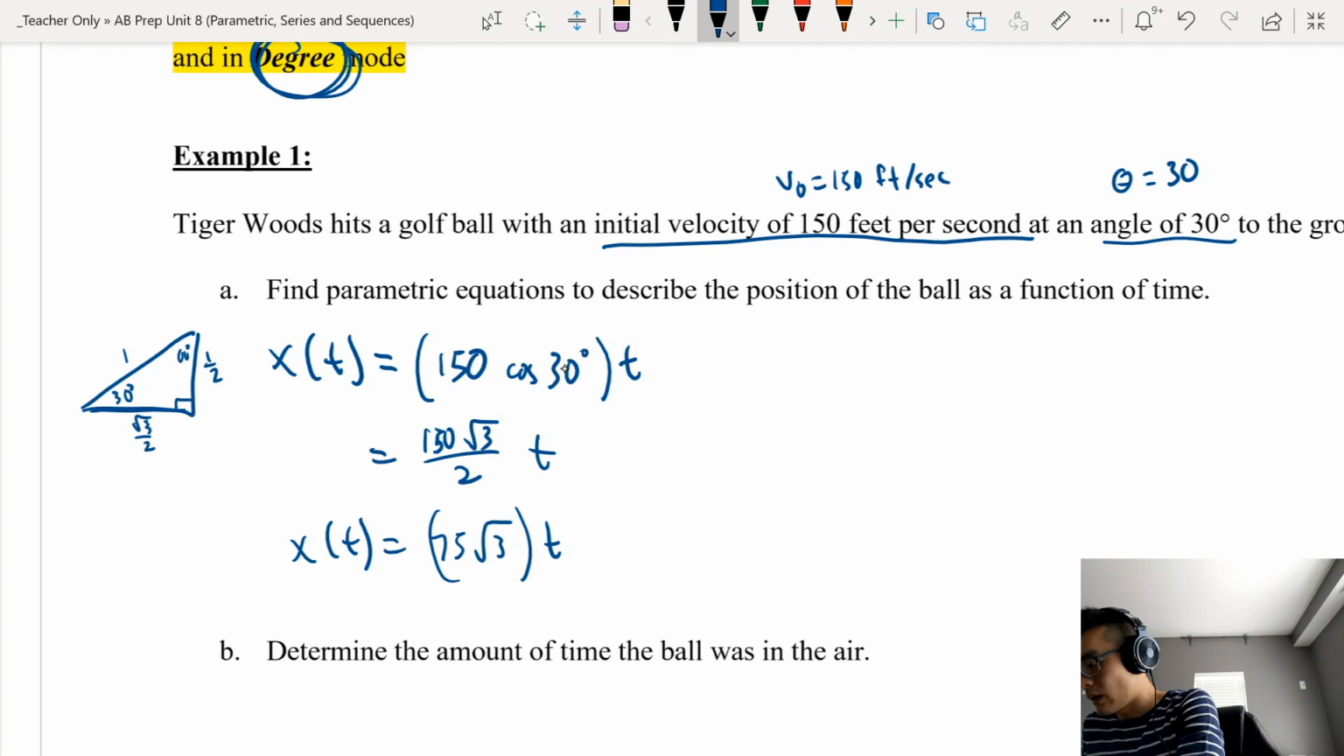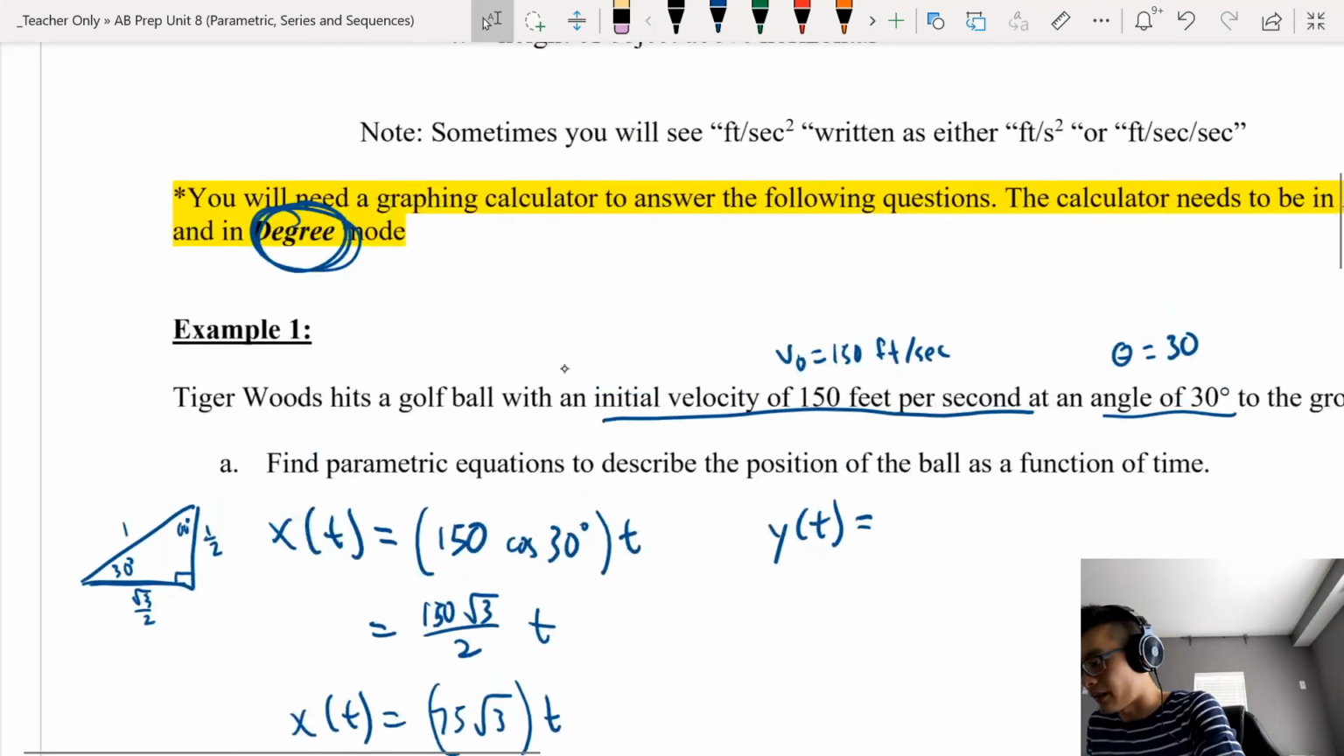Now let's talk about the y one. This one's the lengthier one, but doesn't necessarily mean it's the more annoying one. We'll see in a second here. So let's start it off.